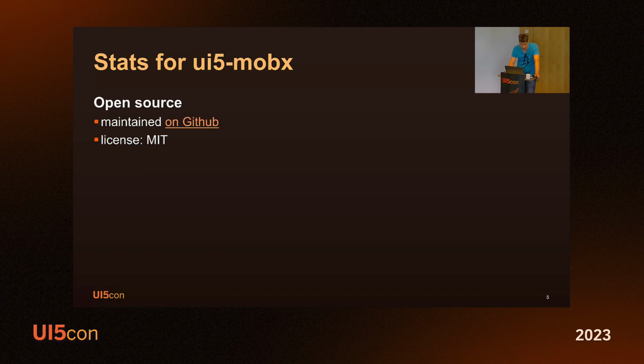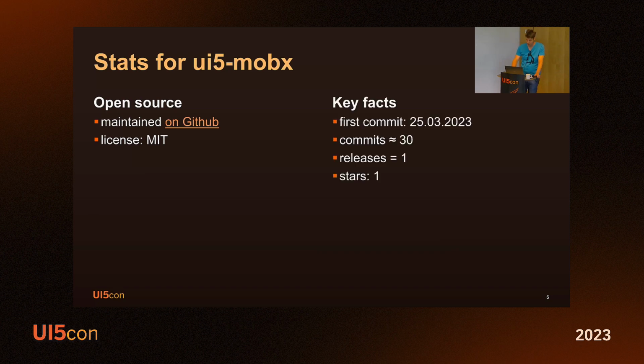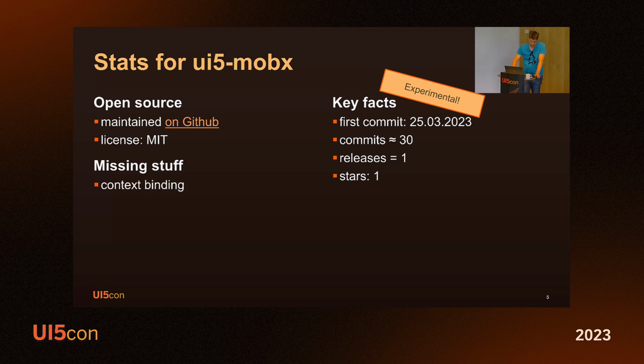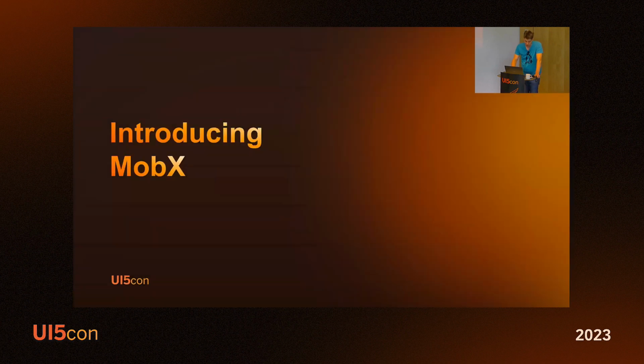A short overview, this is how it looks when you take a look at the GitHub repository. It's maintained on GitHub, it's MIT, and the key facts look rather ridiculous. It's experimental. But just to be honest with you at that point, a colleague of mine already used that in a productive application, so it actually works. But the status of the project is definitely experimental. Missing stuff is currently the context binding. I need more tests and more documentation, definitely. Okay, let's get to MobX.